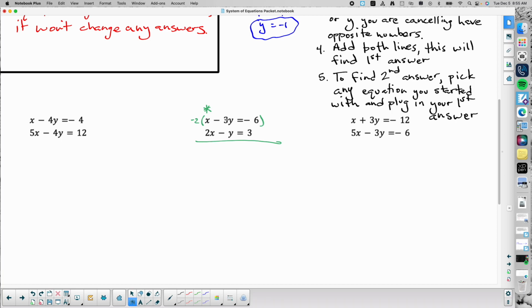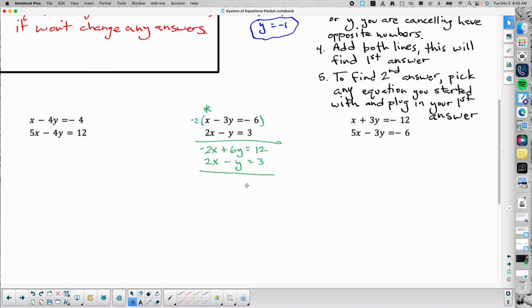Okay, if you want to rewrite both equations, you can. If you don't like doing that, you can just rewrite the one. Everybody likes to write these differently. So I'll rewrite both of them just for the sake of the problem. So negative 2x plus 6y equals positive 12. The bottom one was 2x minus y equals 3.